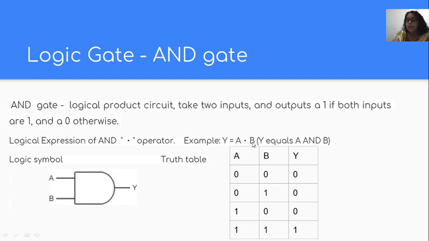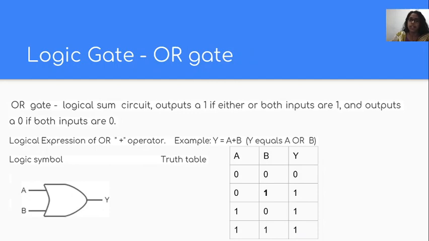So A, B are the inputs and the output is Y. The logical symbol you can see, and the truth table. If the two inputs are 0, output is 0. If any of the inputs is 0, that is 0, 1 or 1, 0, it will become 0. And if and only if both the inputs are 1, the output will be 1. So this is a logical product circuit.